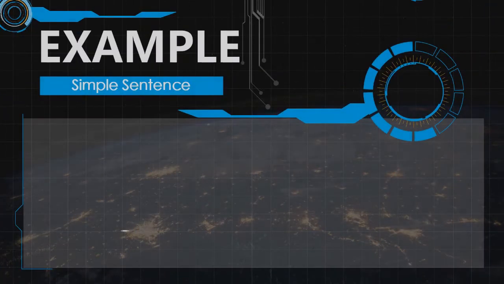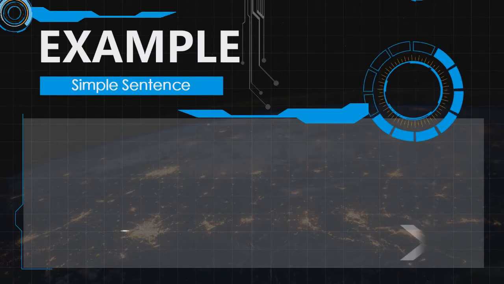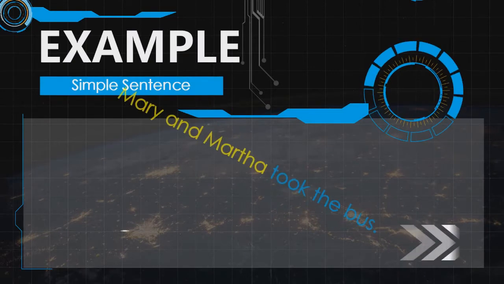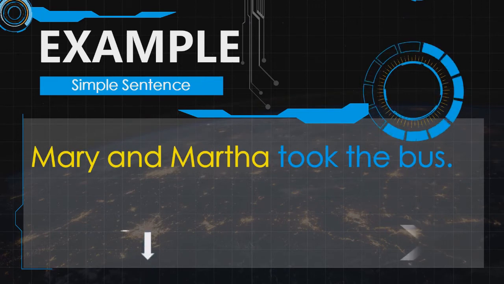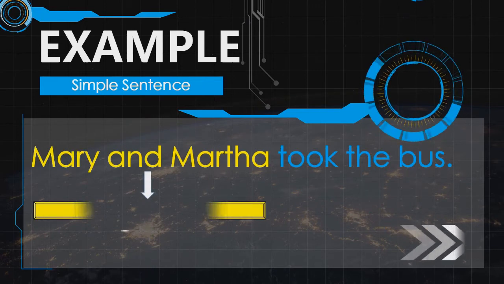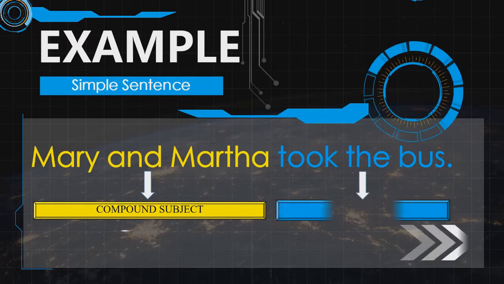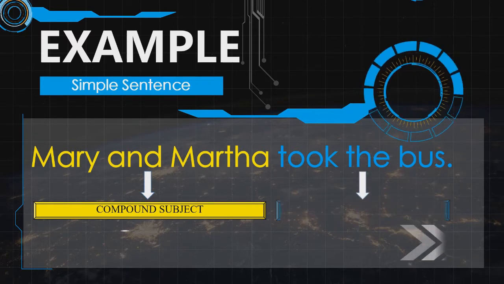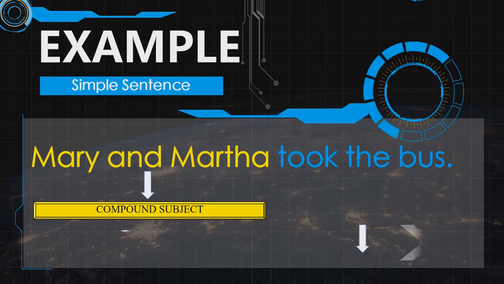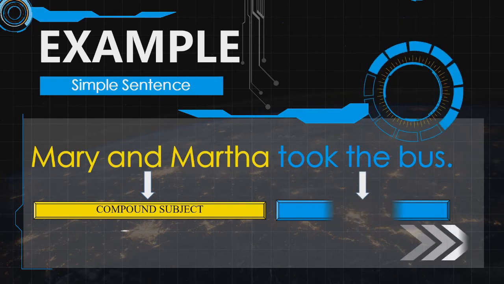Example for a simple sentence that has compound subject and simple predicate: Mary and Martha took the bus. Mary and Martha is the compound subject. Now there are two people doing the action and that makes it a compound subject. Took the bus is the predicate, where took is the verb.